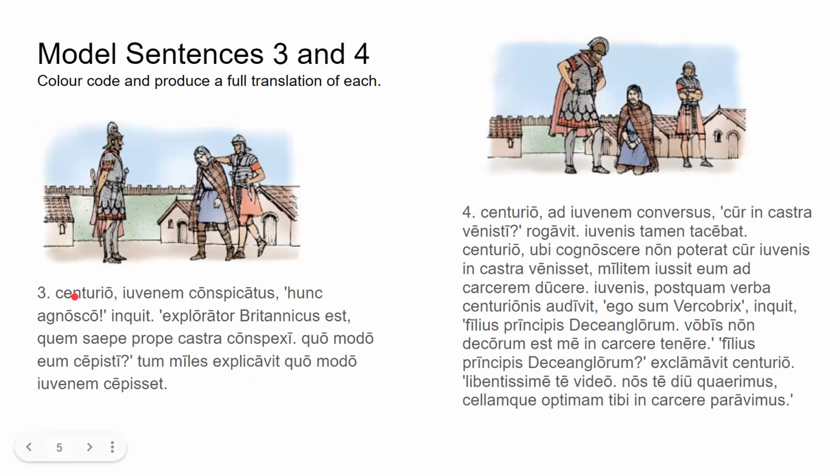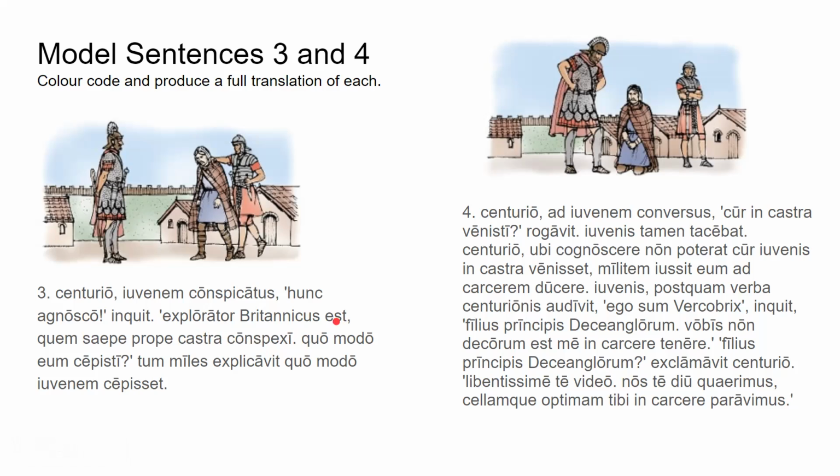Alrighty, centurio juvenem conspicatus, hunc agnosco, inquit. So the centurion, having seen the youth, so after he saw the youth, this is a perfect passive participle, but it is from conspicor, which is deponent, which is why it is translated actively, and that's why it is also taking a direct object. So the centurion, having seen the youth, inquit, said, hunc agnosco, I recognize him. Hunc is a direct object, means this guy. I recognize this guy.